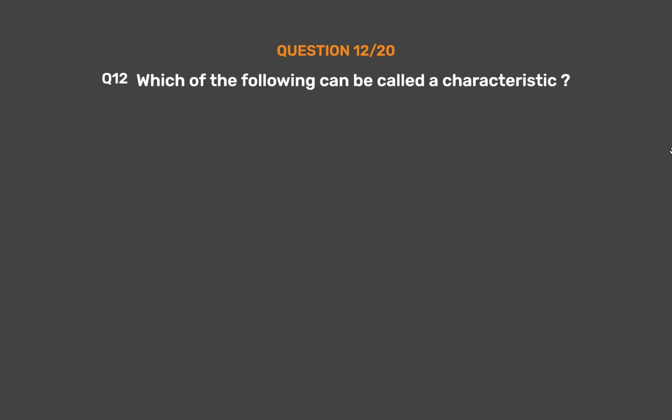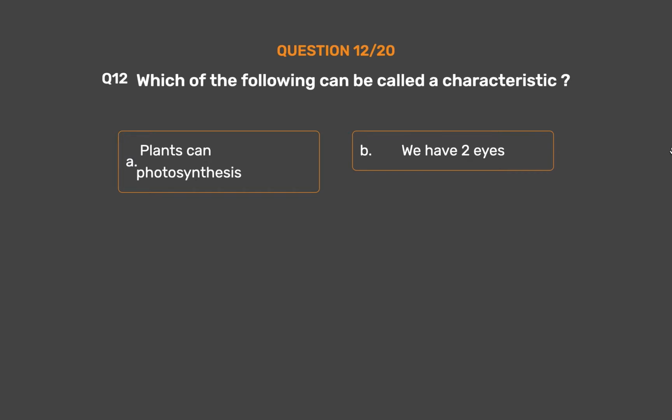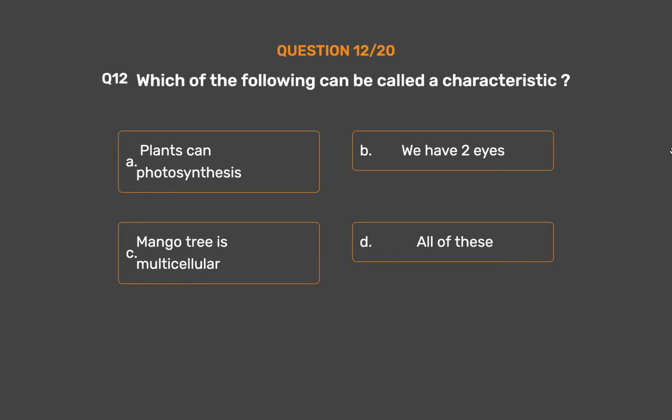Question number 12. Which of the following can be called a characteristic? Option A. Plants can photosynthesis. Option B. We have 2 eyes. Option C. Mango tree is multicellular. Option D. All of these.